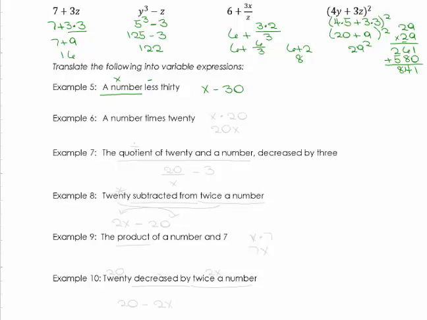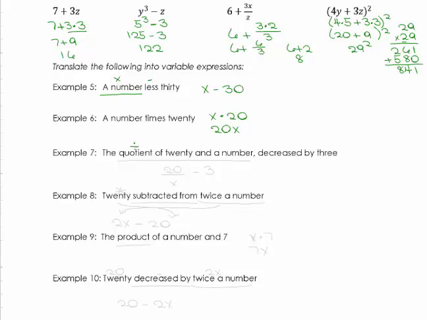Next, example 6 says a number, which we will say x is our number, times 20. Now in algebra we never look at it like that. Usually we'll put the coefficient in front of the variable and it'll say 20x. So if you have x times 20 you could write it that way, but the more common way is to write it as 20x. Next, example 7 says the quotient. Remember, quotient means division. We stay with the order of the problem.